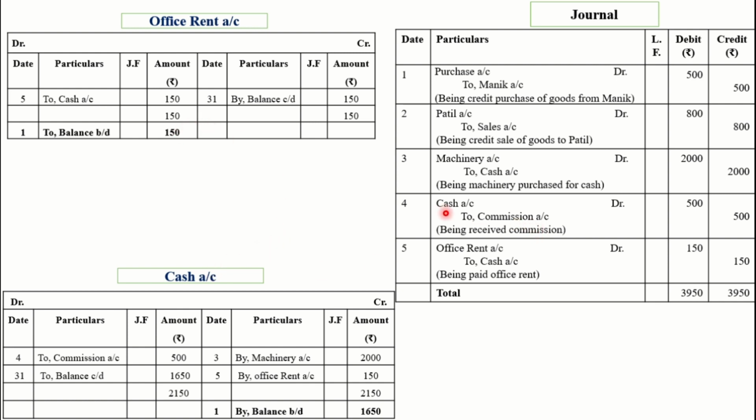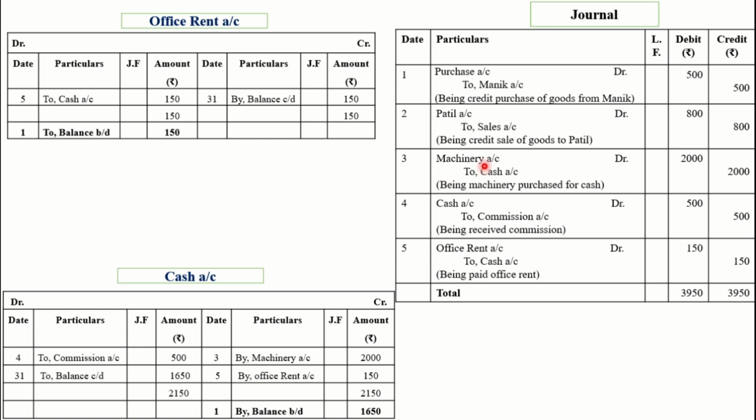Now cash account. Last is cash account. Cash account, debit side, credit side. Here, on third, we observe the cash account. Here the cash account entry is on the credit side. That transaction's debit account we record on the credit side. You can see here, third, by machinery account 2000.